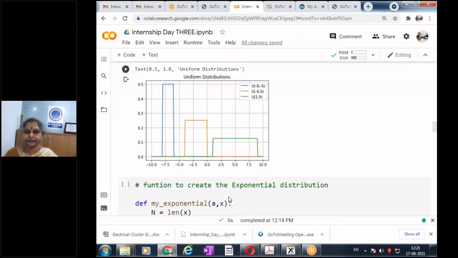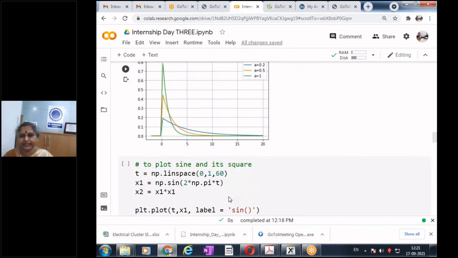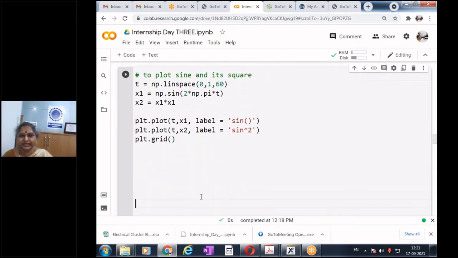So we'll proceed. Similarly, I have the exponential function. You can try it later because I will anyway share the program. Now multiplication is another example. Please run this code and see what happens. You multiply the sine with itself. I am defining x1 as a sine function and x2 as x1 into x1, so I am squaring it and plotting. What's the result you get?